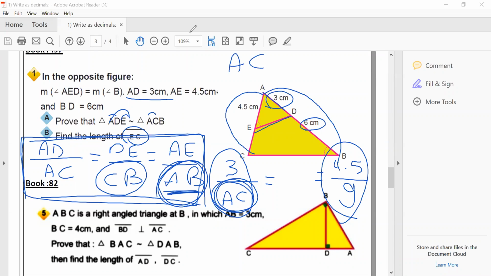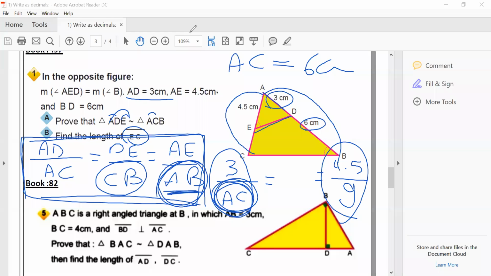AC equals 9 times 3, 9 times 3 equals 27, divided by 4.5, it will be equal to 6. I got AC as 6. But I didn't get what he wanted. He wants EC. How to get it? 6 minus 4.5. Yes. Look at the drawing.